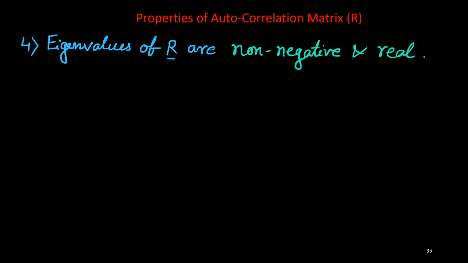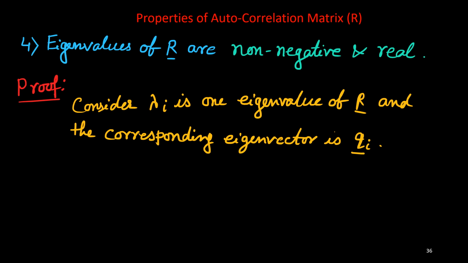Next property, that is the eigenvalues of R. We can find several eigenvalues, so we'll try to investigate the nature of these eigenvalues. This property says that eigenvalues of R are always non-negative and real. This is an important property because it will show some characteristics of eigenvalues. We'll also see the characteristics of eigenvectors later. So we'll try to prove that eigenvalues of the R matrix are always non-negative and real.